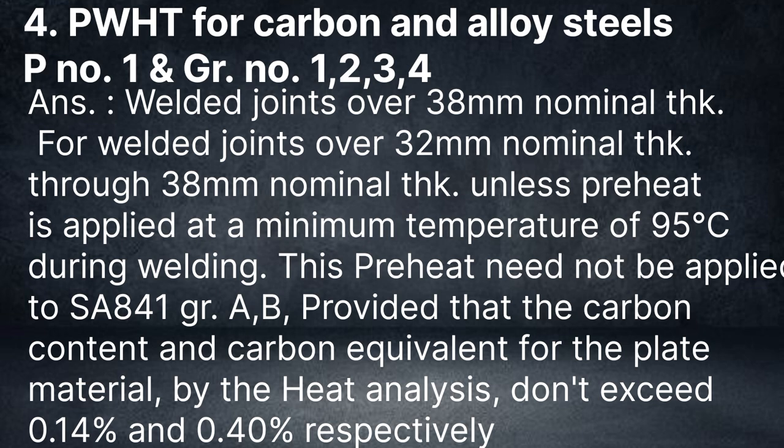The next is for corrosion resistant weld metal overlay cladding or for welds attaching corrosion resistant applied lining. Provided preheat to a minimum temperature of 95 degrees Celsius is maintained during application of the first layer when the thickness of the pressure part exceeds 32 mm.